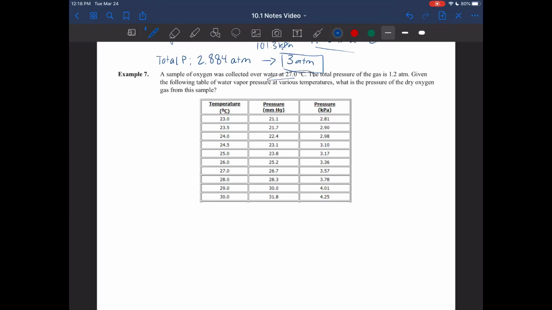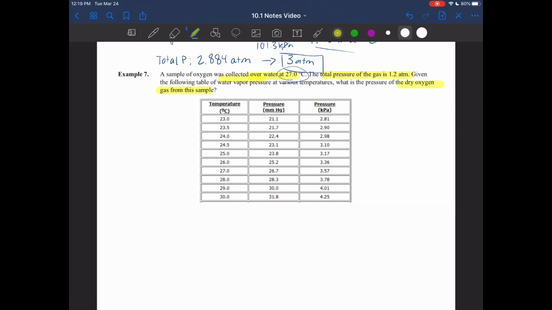So it looks like maybe the room temperature or the water temperature, they're at 27.0 degrees Celsius. So a sample of oxygen is collected over water at 27.0 degrees Celsius, and the total pressure of this gas is 1.2 atmospheres. So given this table of water vapor pressure, what is the pressure of the dry oxygen gas from this sample? Okay, dry oxygen gas.